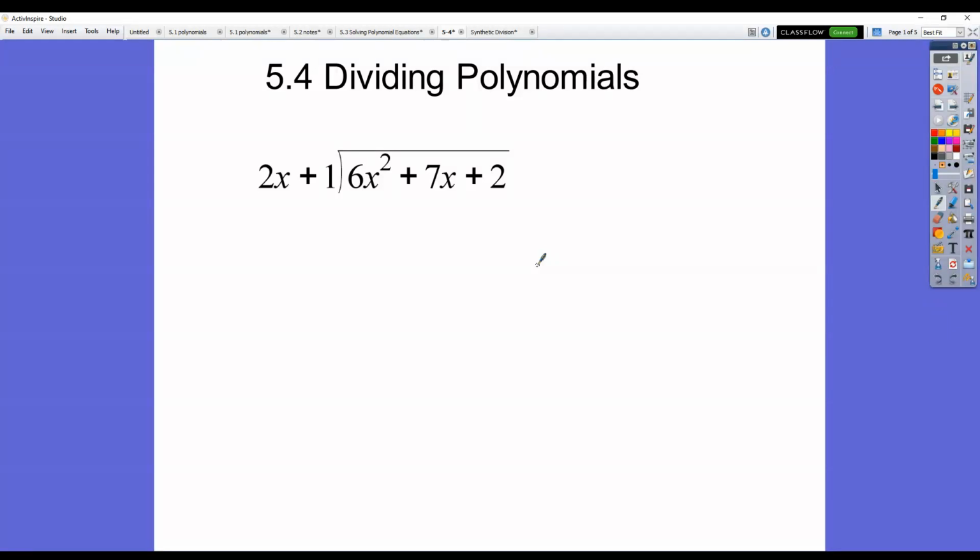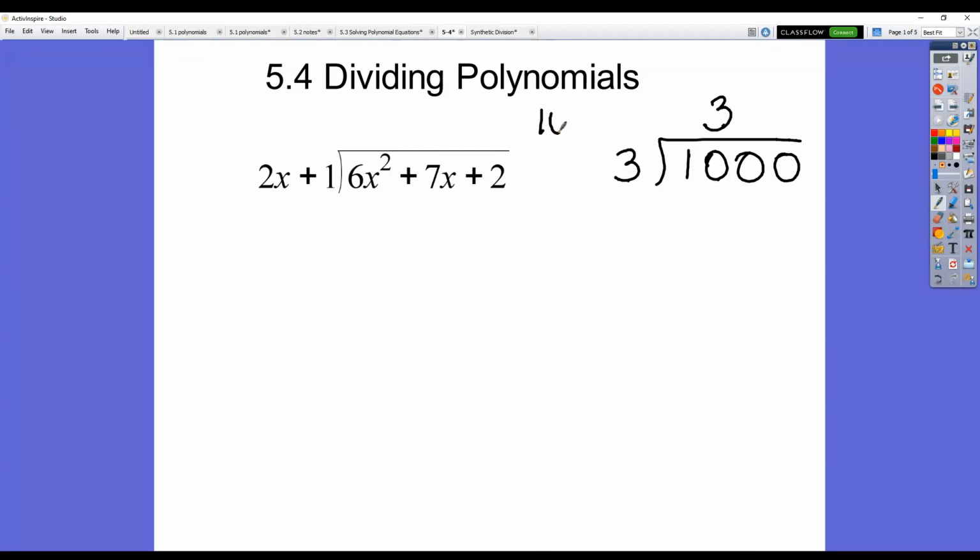Okay, guys, dividing polynomials. I really need you to think back to 5th grade math when you had long division. What's a good number we can divide? We'll just go with like 1,000 divided by 3. How many times does 3 go into 1? No, it doesn't. Does 3 go into 10? Yes, it goes in 3 times.